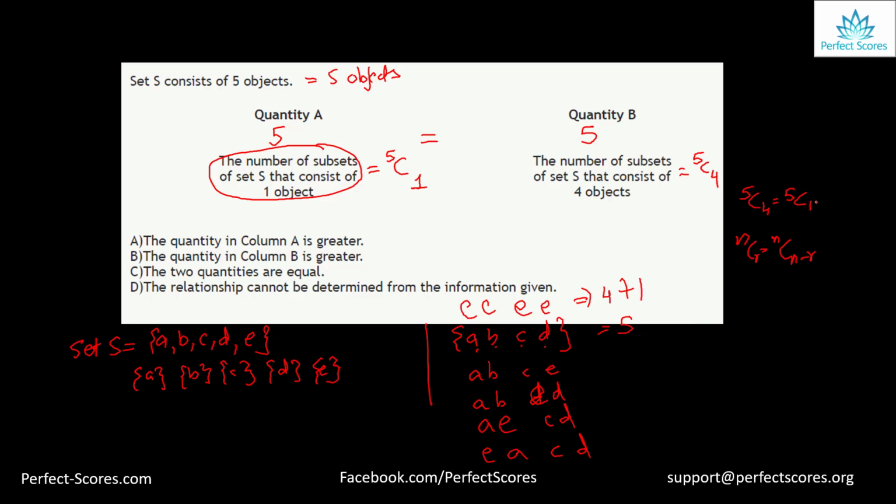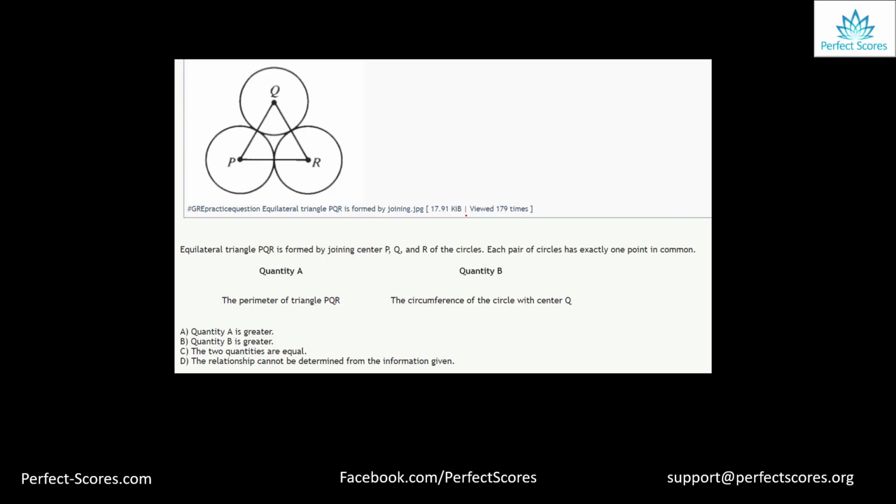The number of ways you can choose 1 thing out of 5 things is actually equal to the number of ways you can choose 4 things out of 5 things. So that means these both are going to be equal, hence option C is going to be my answer. So I hope you got this point, guys. I hope you understood the question. So let's move on to the next one.